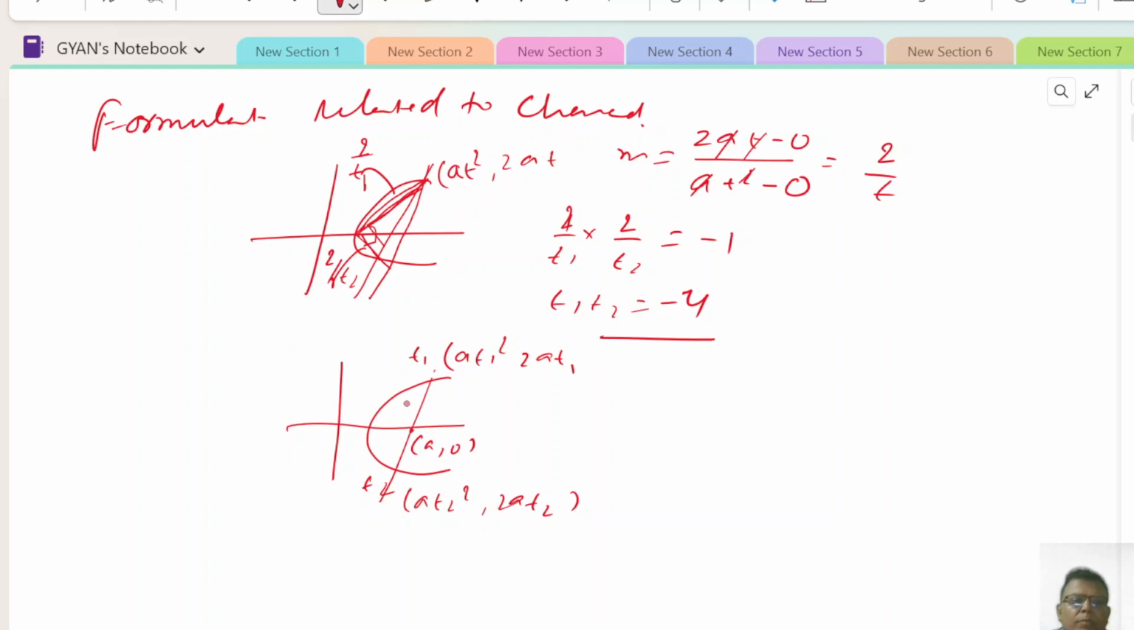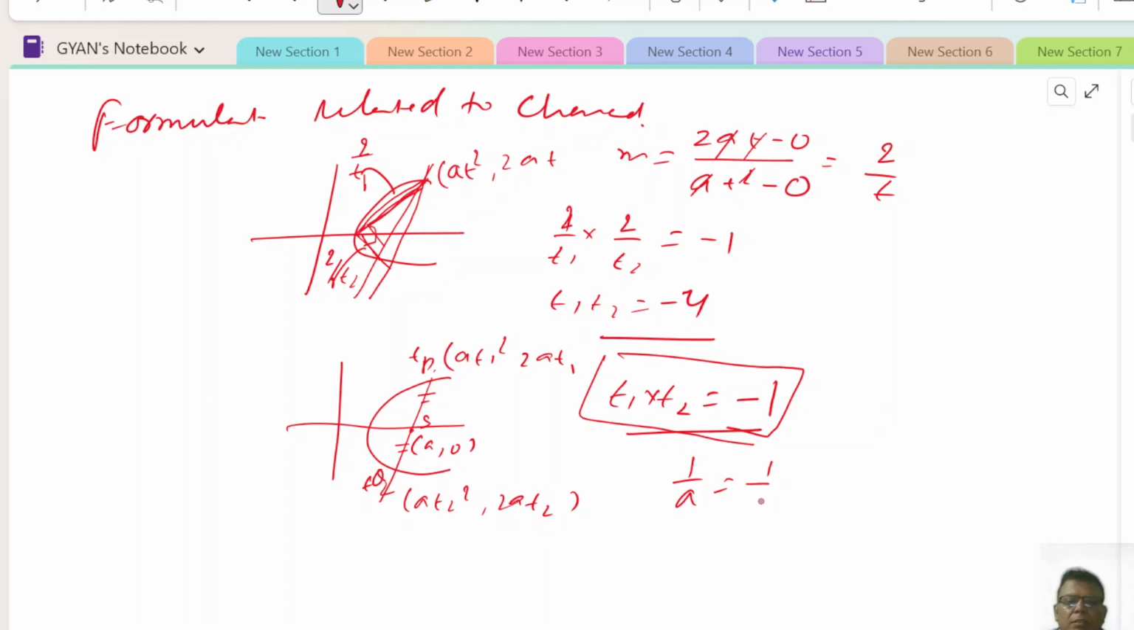So slope, this slope and this slope will be equal. So if we derive that, T1 into T2 is equal to minus 1. So this will be the formula for the focal chord: 1 by A is equal to, suppose this is S, this is P, this is Q, so 1 by A is equal to 1 by SP plus 1 by SQ. This is the formula also you can write. So you remember this formula.